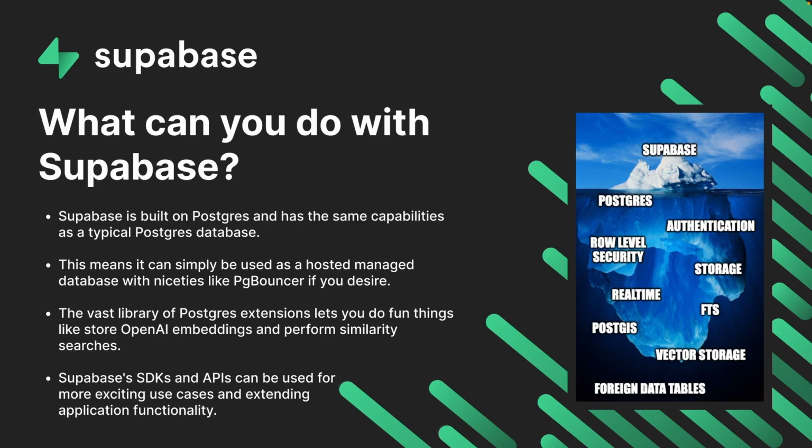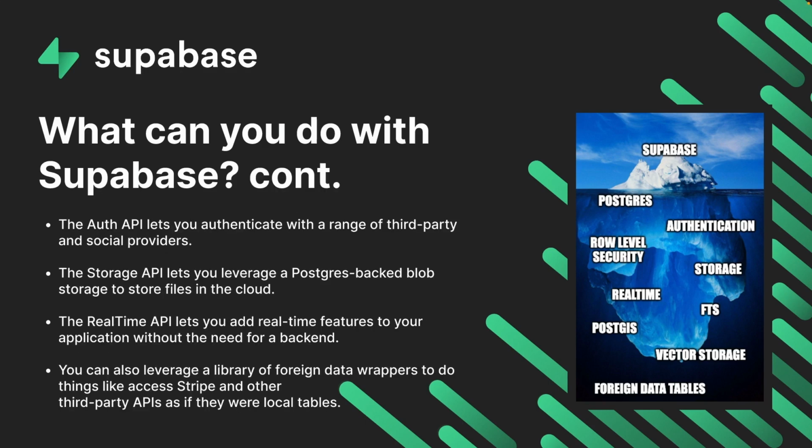Once you get a feel for that, you could start using the Supabase SDKs and APIs for some more exciting use cases. Once you do get into those exciting use cases, you could use things like the Authentication API, which will let you authenticate with a range of third party and social providers. Likewise, the Storage API gives you a Postgres backed blob storage, similar to S3, but not quite. The Real Time API lets you add real time features to your application without needing a backend, so you don't have to worry about WebSockets or connection retries or anything like that.